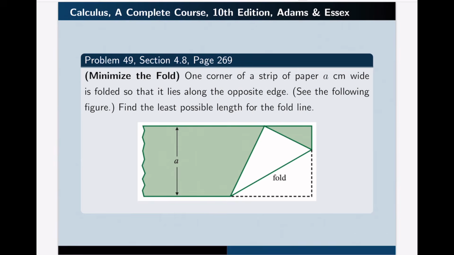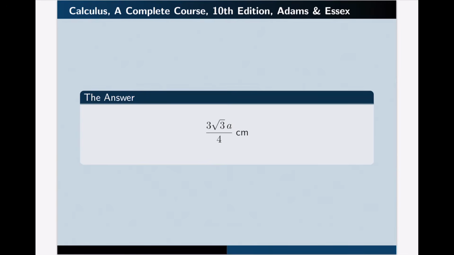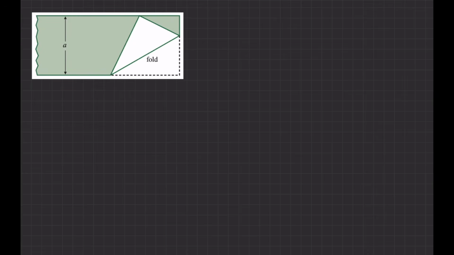That would be a good idea if you pause the video at this point and try to solve the problem yourself first. If you do the calculations correctly, the answer that you will get at the end is 3 square root of 3 times a over 4 centimeters. Okay, now let us solve the problem together.